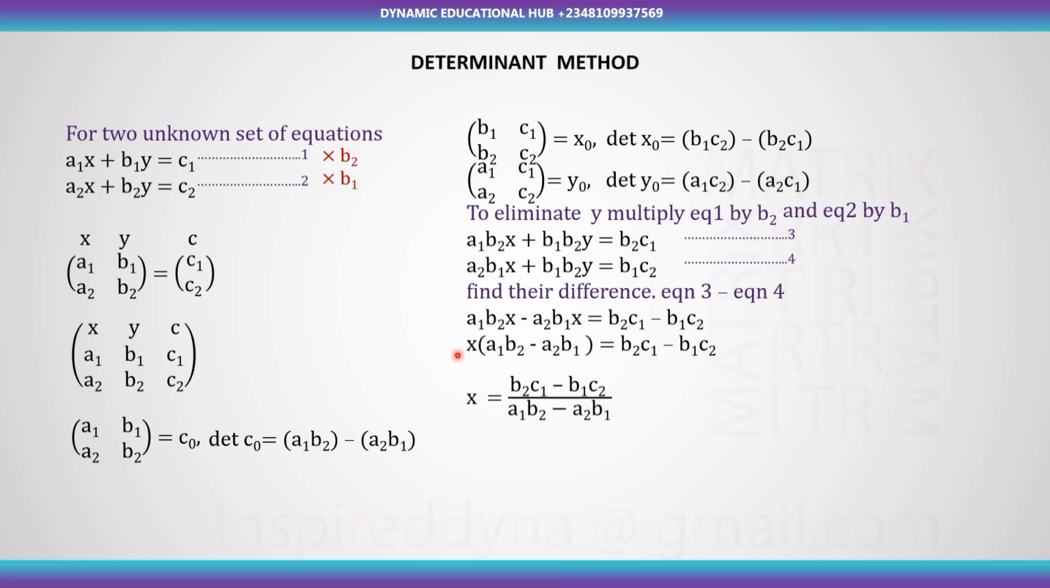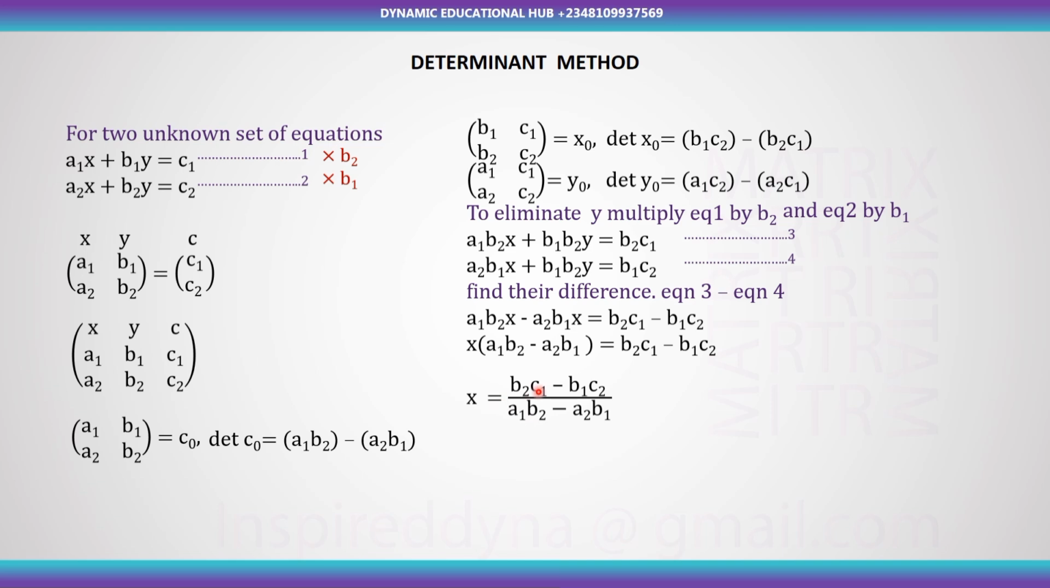We can divide the two sides by this. Dividing the two sides by this, we'll be left with b2c1 minus b1c2 over a1 b2 minus a2 b1, and that is x in terms of a, b, c. Let's quickly do a check. Don't forget what we have done earlier on, the determinants we found. Let's try to see if we have anyone that looks like the previous determinants we have gotten.